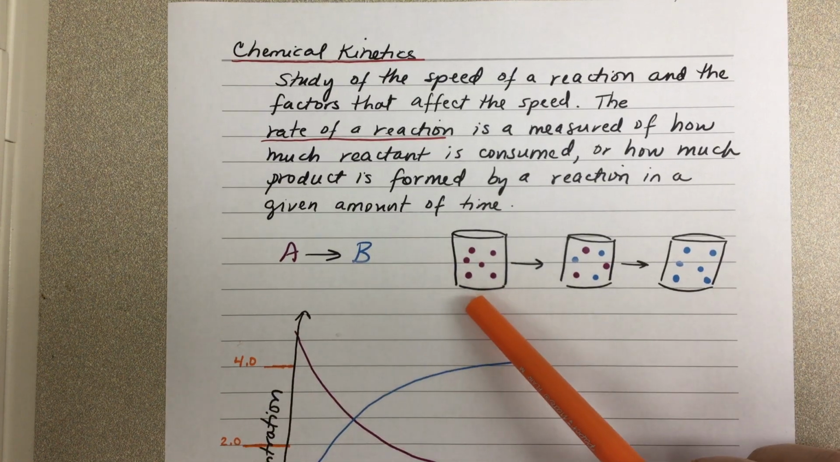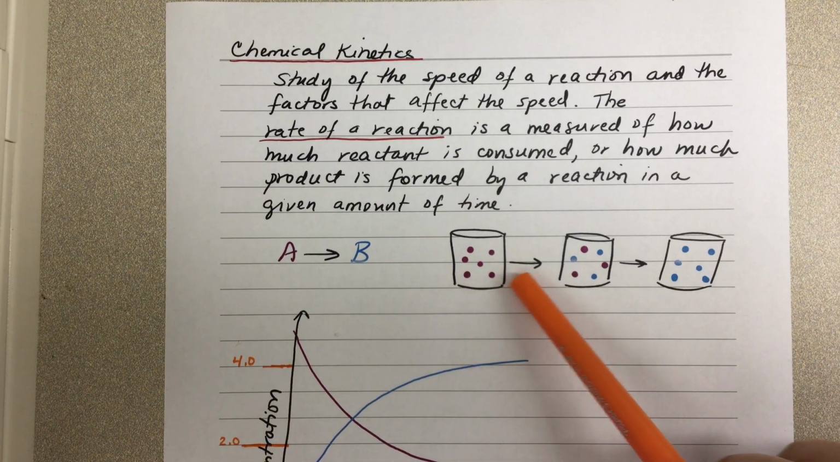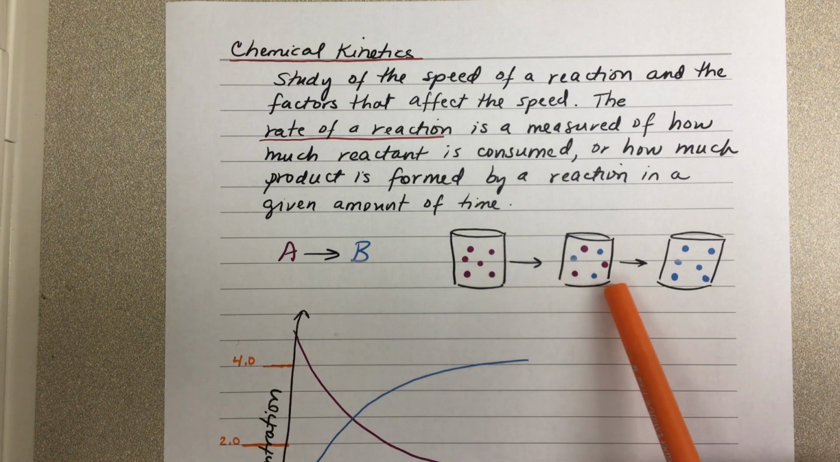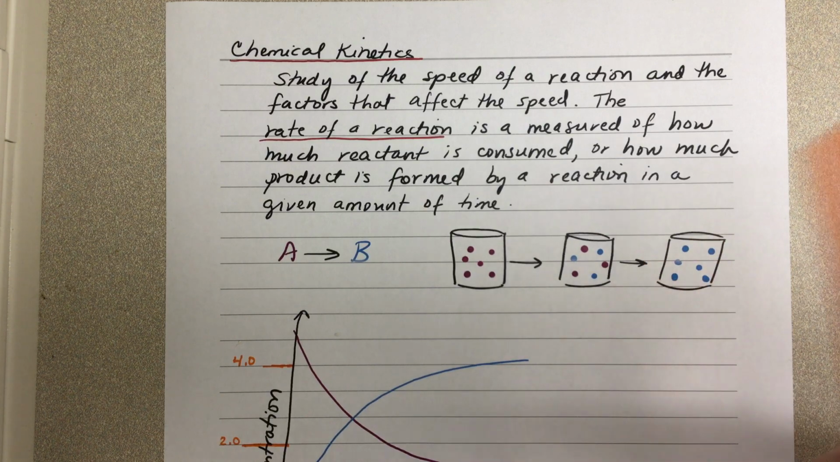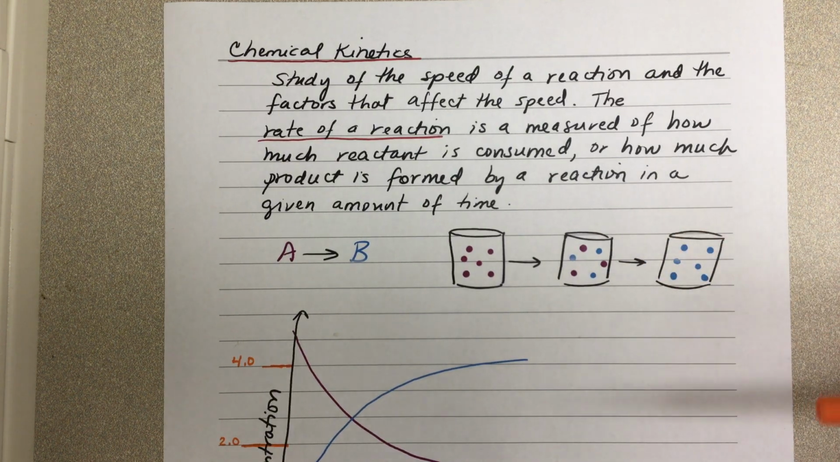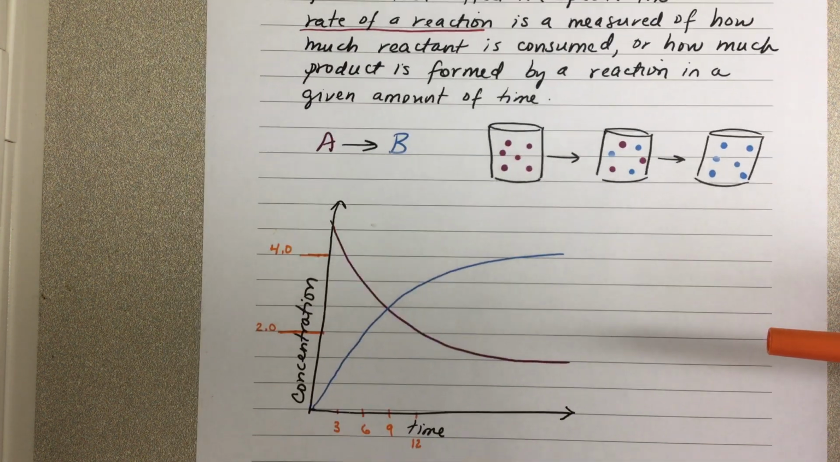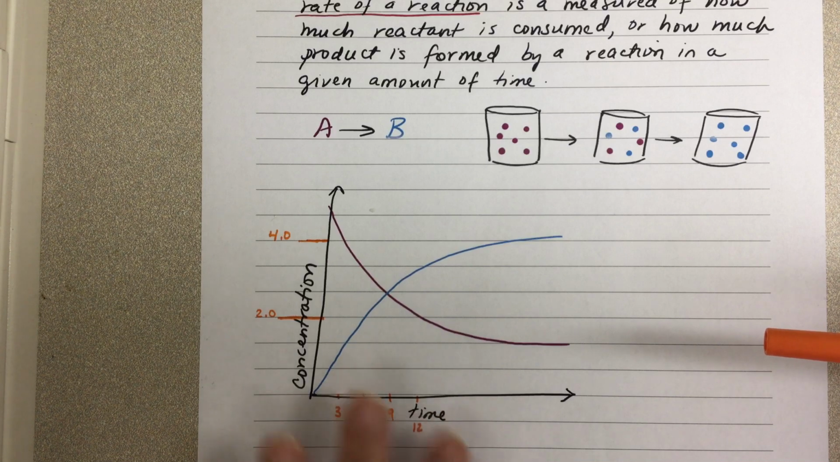And you start with only A, that's your reactant, and then over time, your reactants start being converted to product until you have everything as a product. Ideally, this is what you want. Now, another representation for the same thing is this graph here.